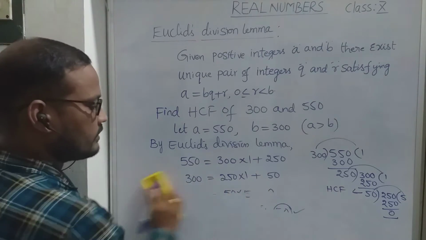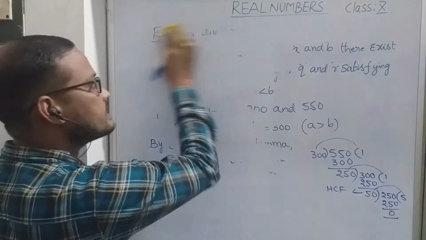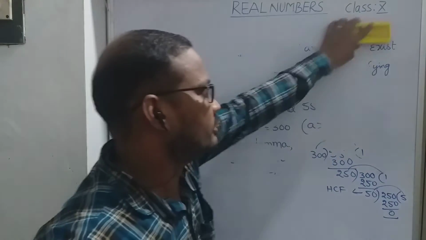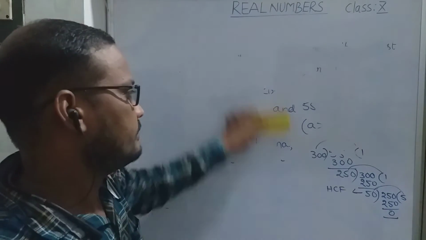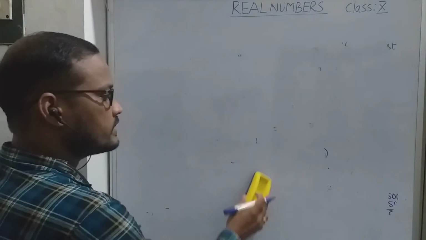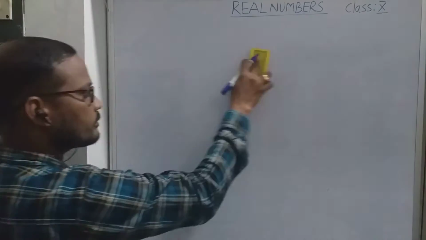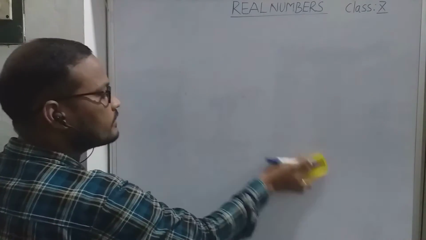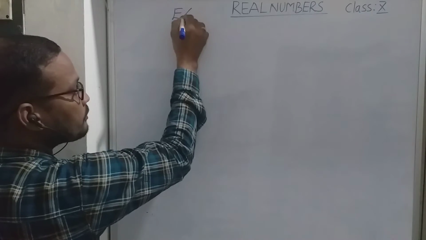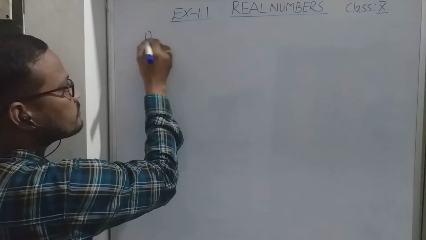Next, we are going to discuss exercise 1 problems in this chapter. What is the first problem? In exercise 1.1, the students feel a burden about these problems. Those are very important problems in this chapter. So let us discuss exercise 1.1, first problem. So what is the first problem?